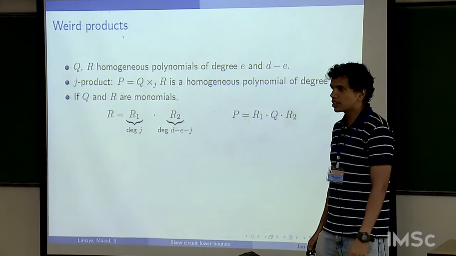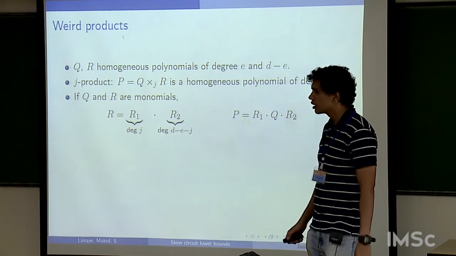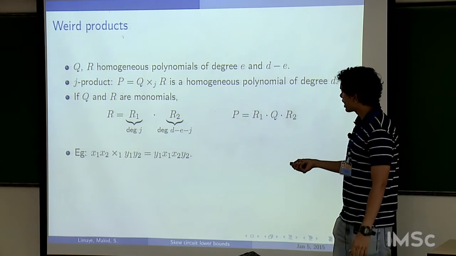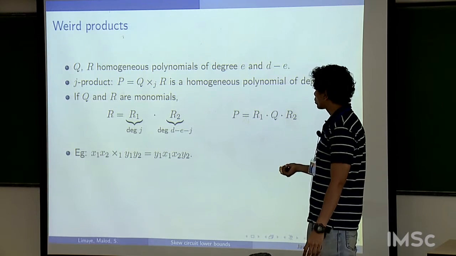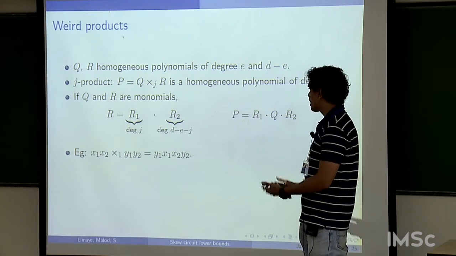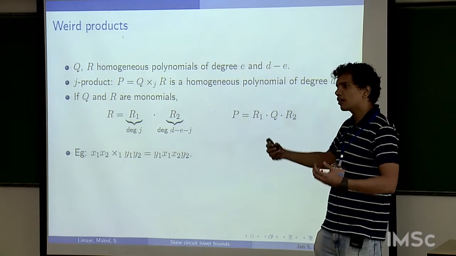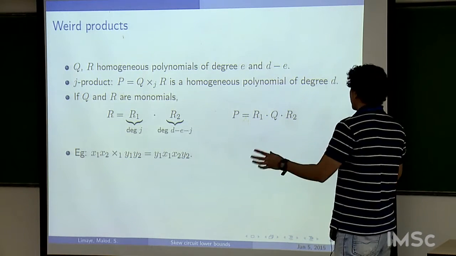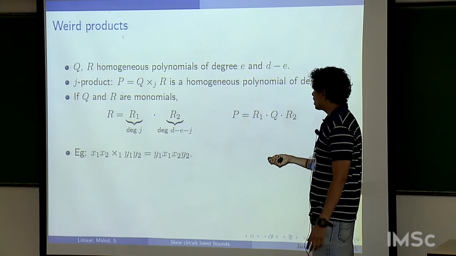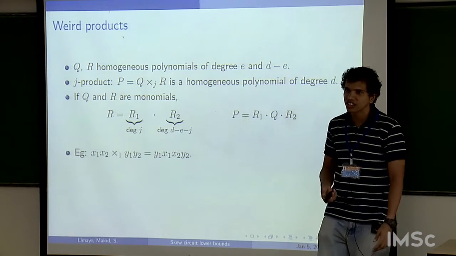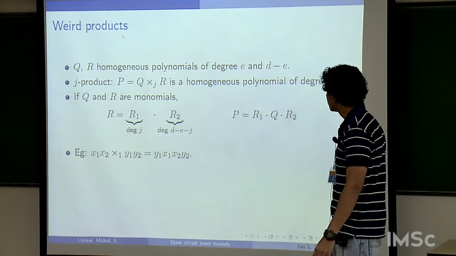Okay. That's the j product of q and r. It's like this. For example, if I had x1, x2, the one product of x1, x2 and y1, y2 would be y1, x1, x2, y2. So I just break up r and then wrap it around, place it around q. It should be clear from this definition that j can be at most the degree of r, which is d minus e. So that's when this product is defined.